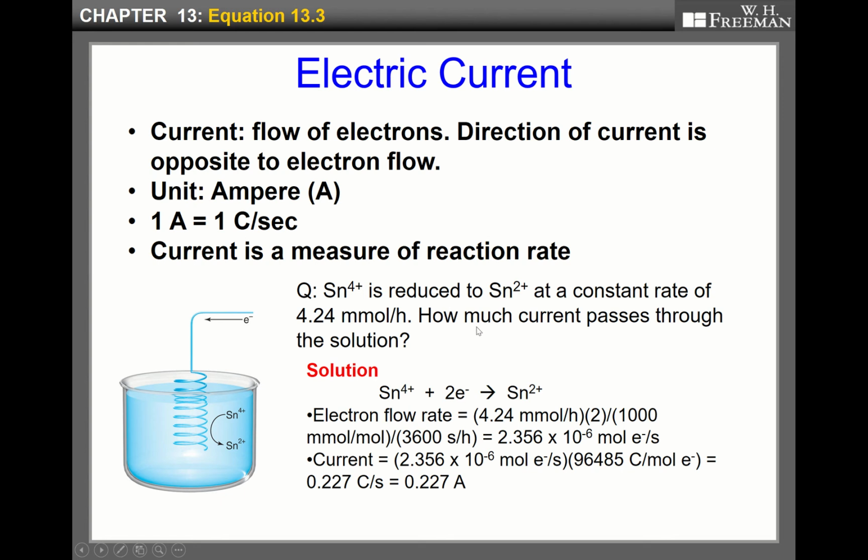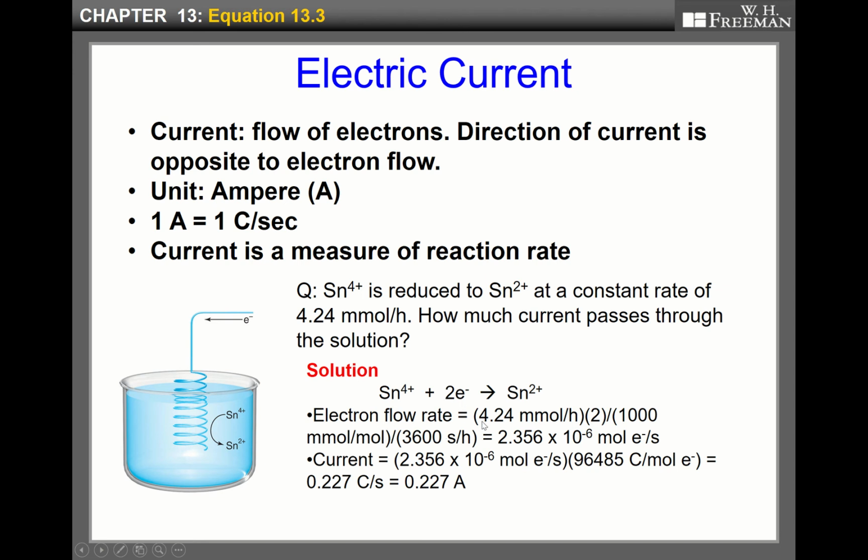And the question is, how much current passes? Let's now calculate the current. First we have to write the correct equation. Here is the equation: one tin ion reacts with two electrons.